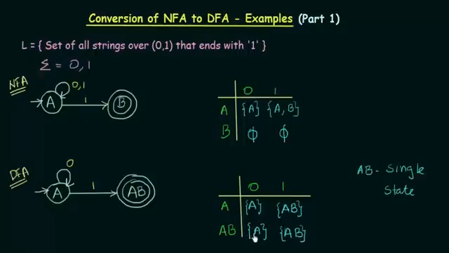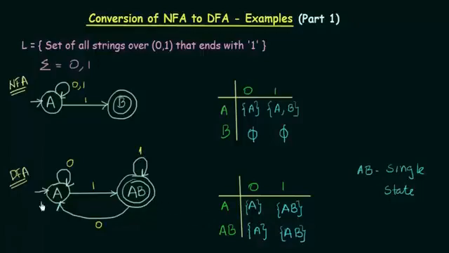And AB on getting input 0, where does it go? It goes to A. AB on getting input 0 goes to state A. And AB on getting input 1, where does it go? It stays in AB itself. AB on getting input 1 stays in AB itself.